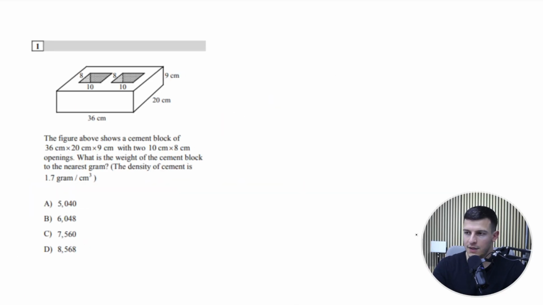The figure above shows a cement block of 36 by 20 by 9 with 2 10 by 8 openings. What is the weight of the cement block to the nearest gram? Now again, the image seems complicated, the wording seems complicated, but it's a very simple question. So we have a cement block. Now, if we didn't have these holes, imagine you took out a piece. The total volume of this would be equal to area of the base times height, right?